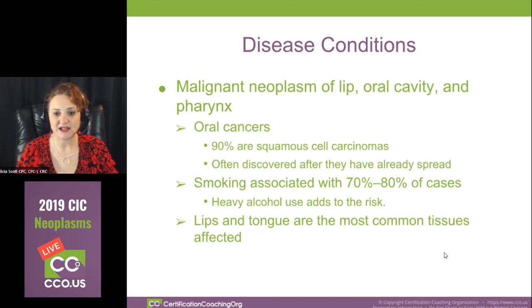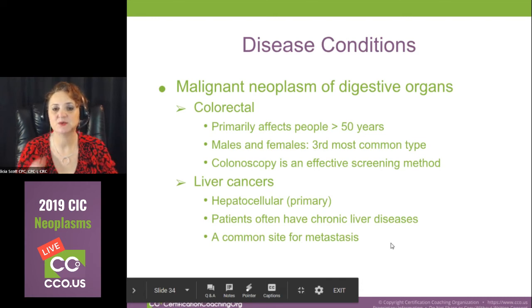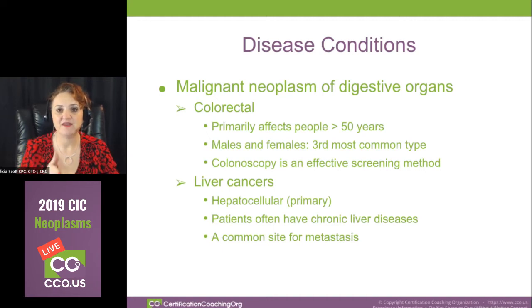So statistically, how do we know those statistics? We know them because of the coding that you've done, and you will be doing. And then that coding initiates the tumor registry that gives us even higher specifics about it. Digestive organs, that would be colorectal, and liver cancer is considered part of the digestive system. Primarily, it happens to people that are over 50 years old. That's why when you turn 50, they want you to go get a colonoscopy.